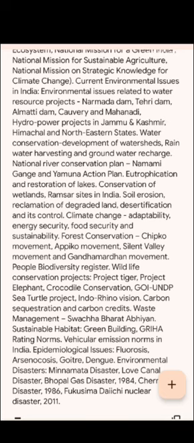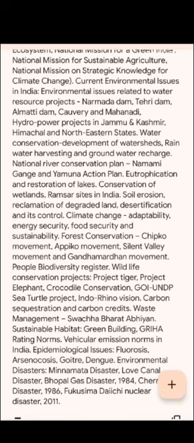Water conservation, development of watersheds, rainwater harvesting and groundwater recharge. National River Conservation Plan, Namami Gange and Yamuna Action Plan. Eutrophication and restoration of lakes. Conservation of wetlands, Ramsar sites in India.